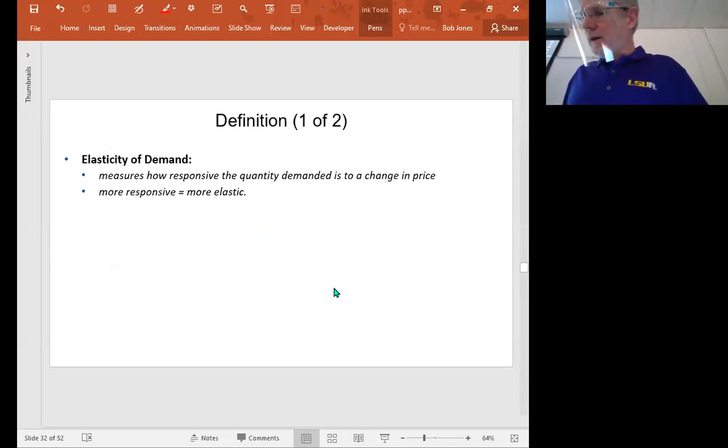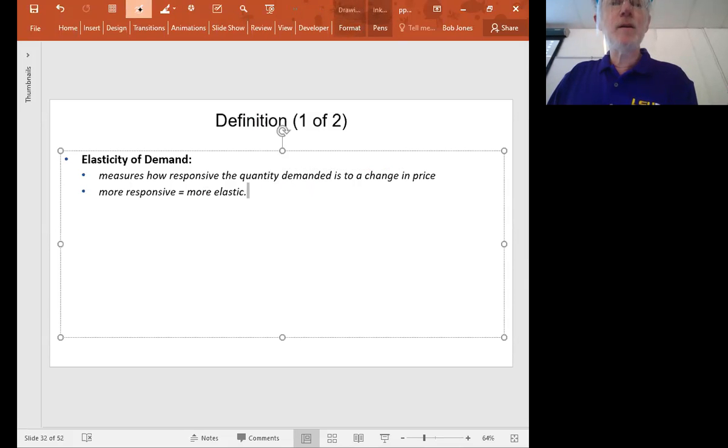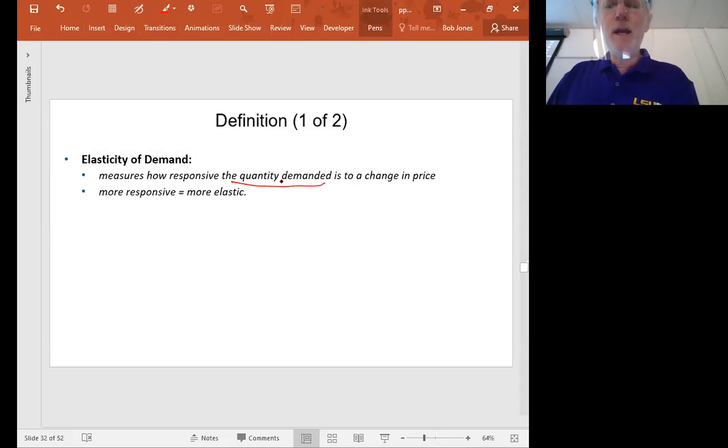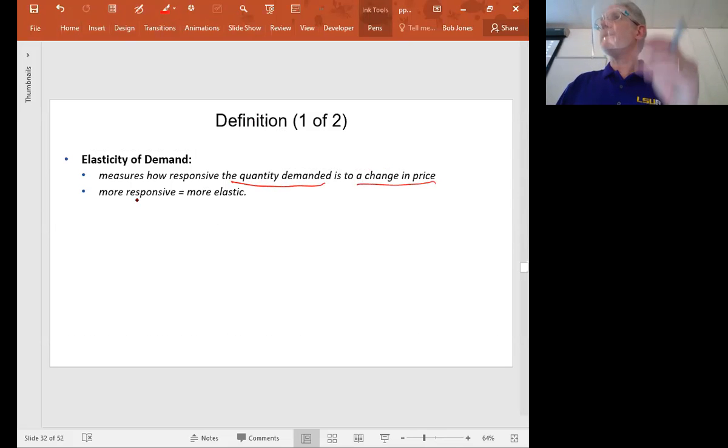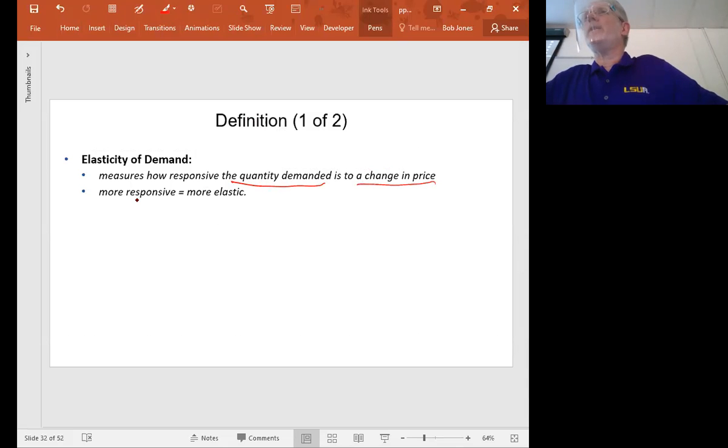Okay, so let's talk a little more specifically about elasticity. There are actually different elasticities. The main one we're going to talk about is the price elasticity of demand. Okay? And it measures how responsive or how sensitive quantity demanded is to a change in the price of the product. Okay? Just think about that. The question we're trying to answer with elasticity is, how much do consumers respond when the price of the product changes?